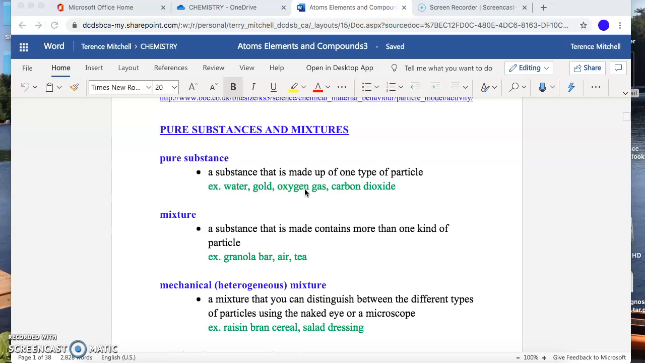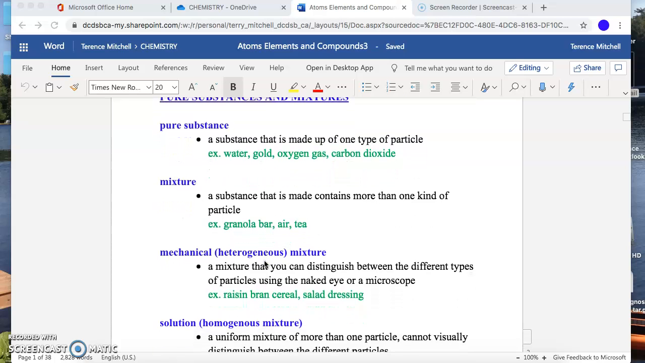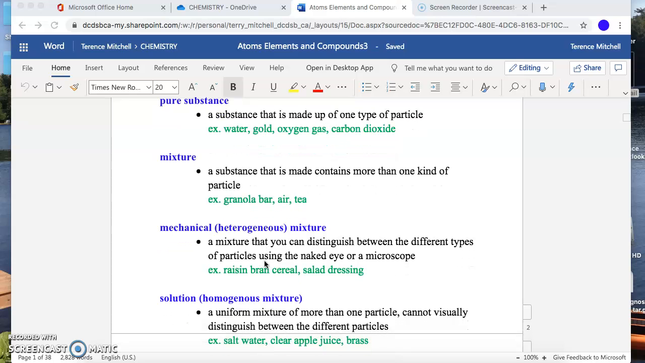So a mixture is a substance that contains more than one type of particle. In air, I can't look up right now and see nitrogen and oxygen. It just all looks the same. In a granola bar, I can definitely see that mixture. I can see the granola, I can see the raisins, the nuts, the chocolate, whatever it might be that's in there. So that brings us to two different types of mixtures.